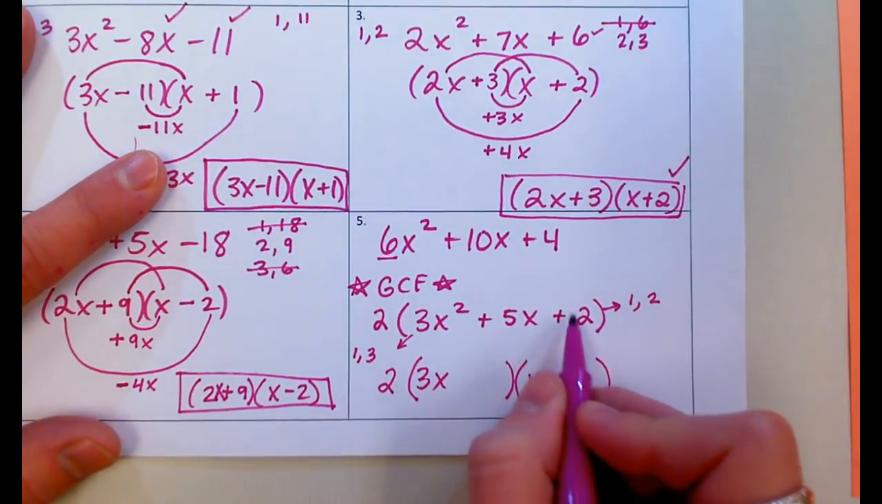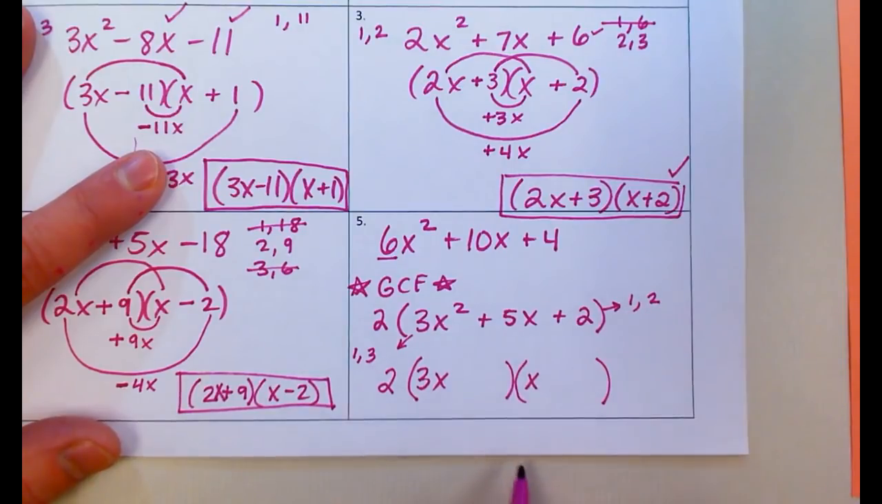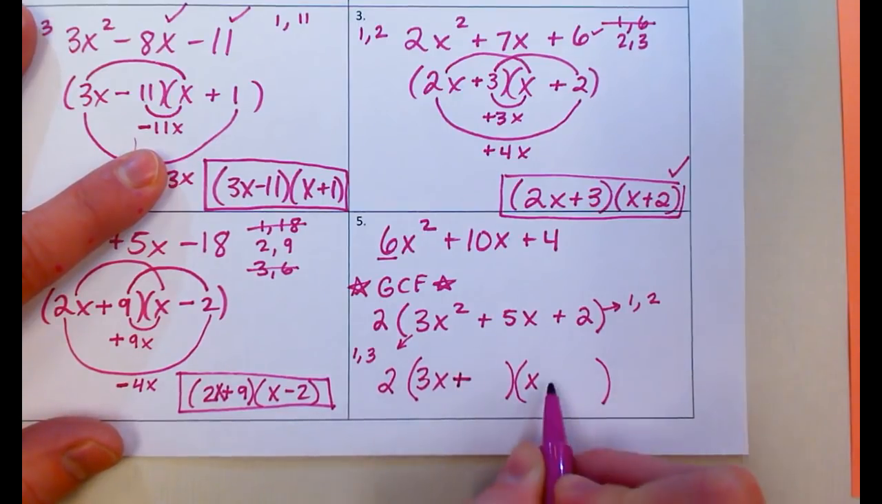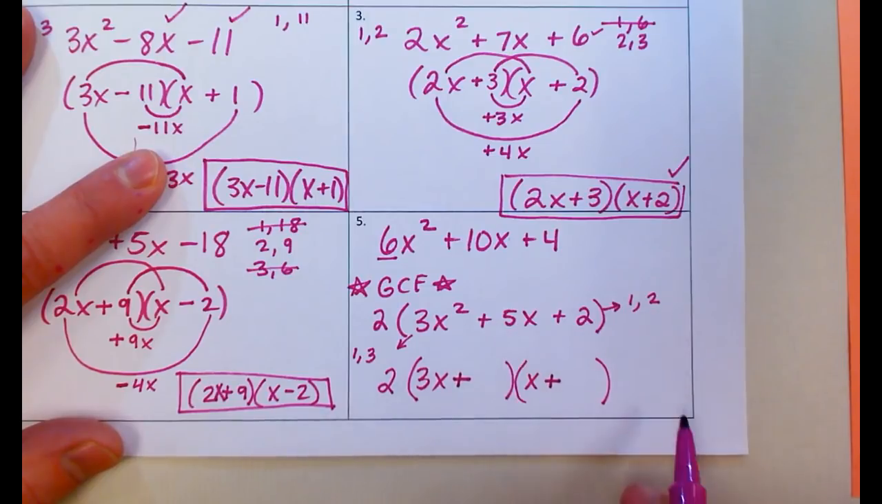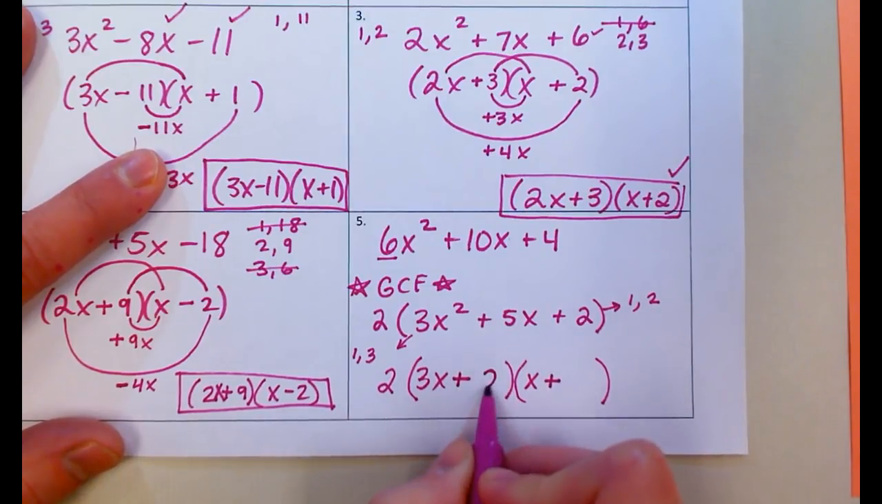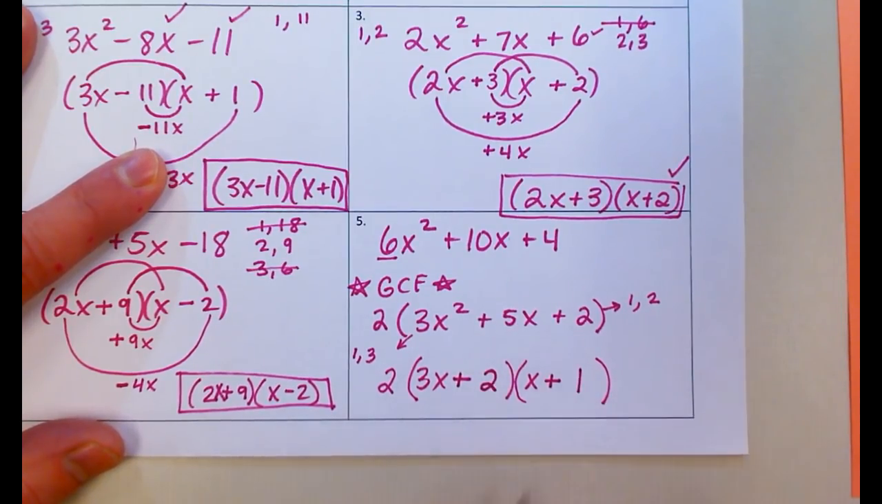Well, I know this is a positive 2, so they're going to be the same sign, and this is positive as well. So we're going to be adding to a positive number, so both of these will be positive factors. And then I can get my 5x if I place my 2 here and my 1 here.